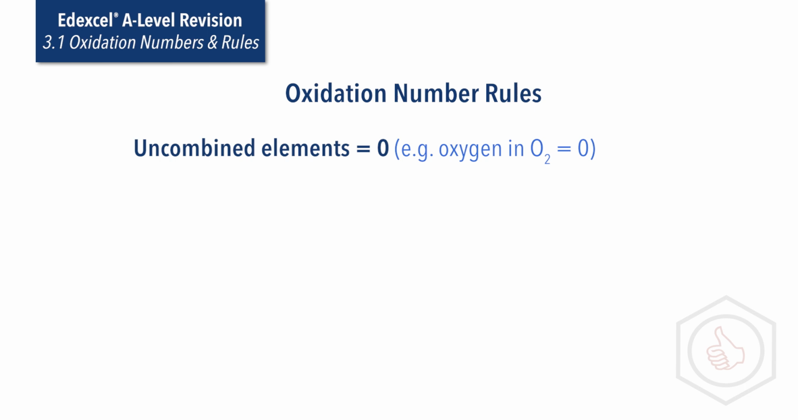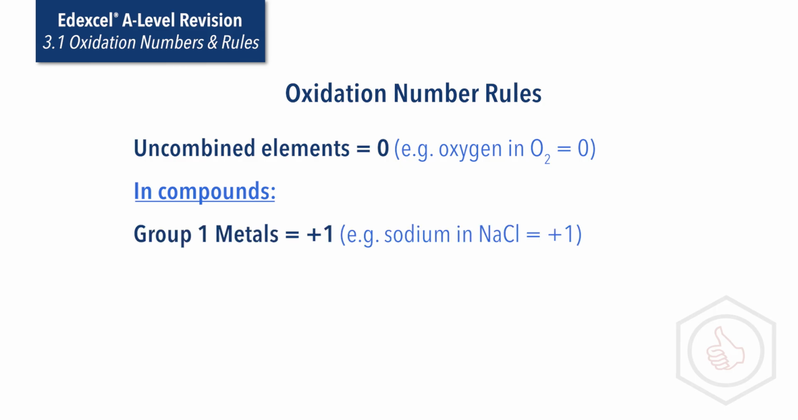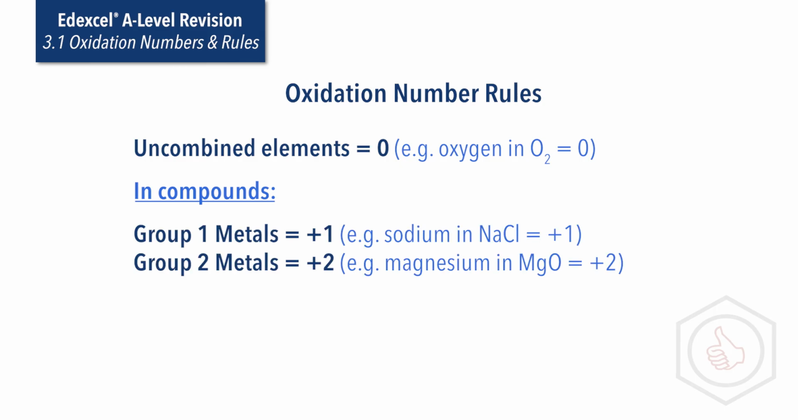For example, in compounds, group 1 metals always form oxidation states of +1 and group 2 metals +2. Oxygen nearly always has a -2 oxidation state, except when it is bonded in peroxides. Then it has an oxidation state of -1. For example, in hydrogen peroxide, H2O2, oxygen has an oxidation number of -1.